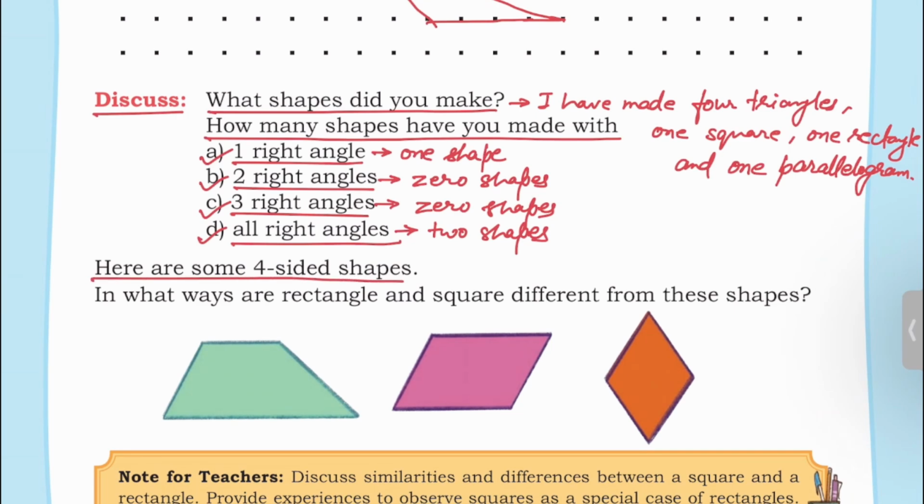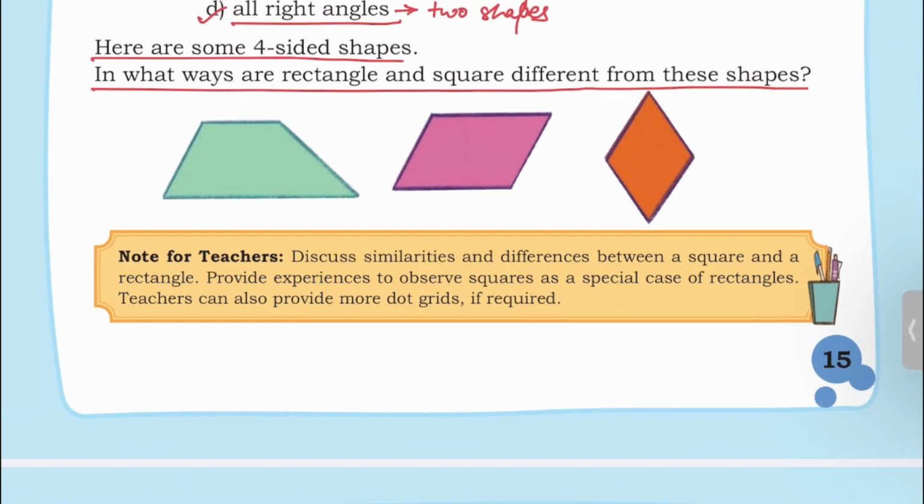Here are some 4-sided shapes. In what ways are rectangles and squares different from these shapes? First one is a trapezium, which has a pair of parallel sides. Second one is a parallelogram, which has two pairs of parallel sides. And the third one is a kite.